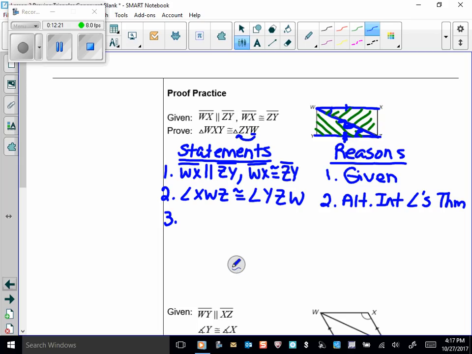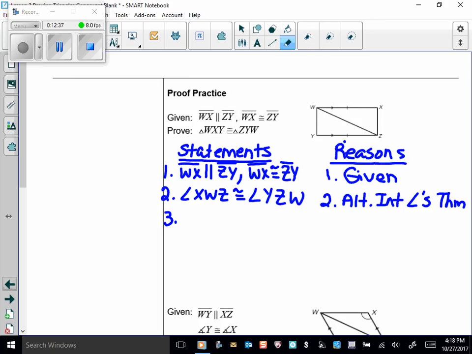WX. Something's wrong with my letters here. Hold on just a second. Let me erase this. I can't really even see what's going on here. Triangle WXY. Okay, WXY is not a triangle. So we gotta fix this. I'm trying to prove that WXZ. That should be a Z right there. Fix your paper. WXZ.